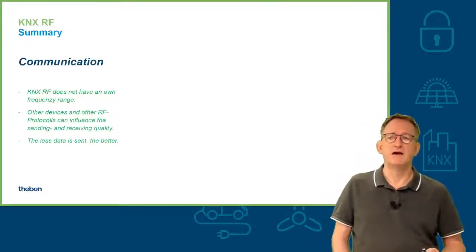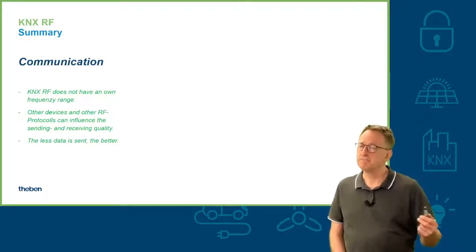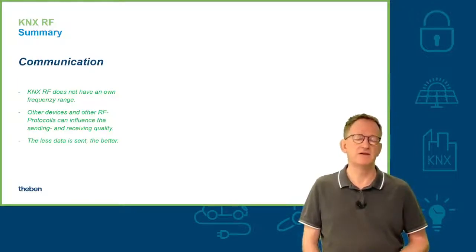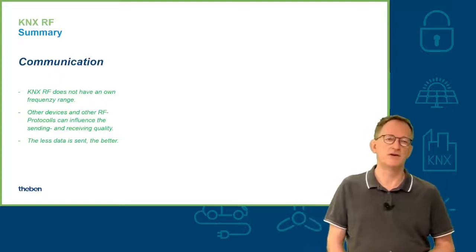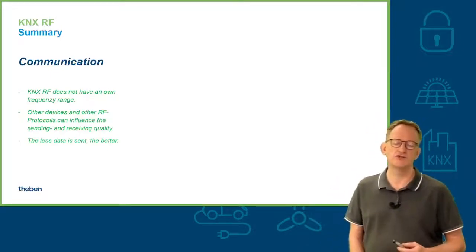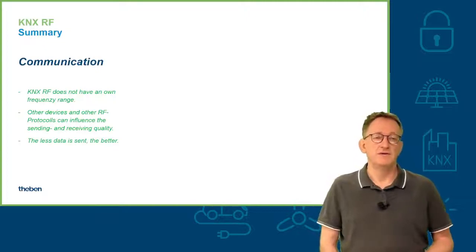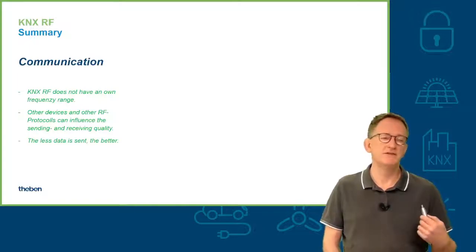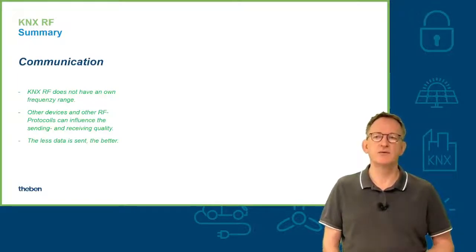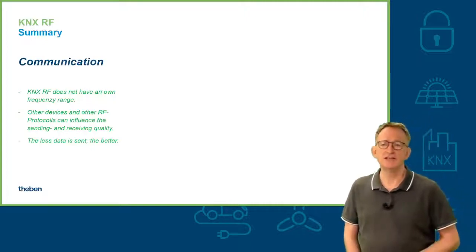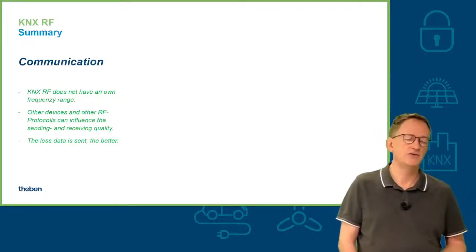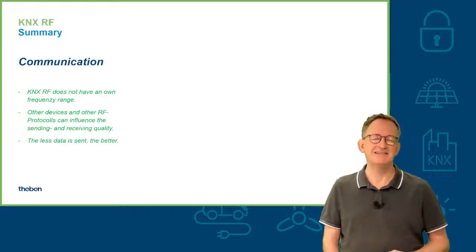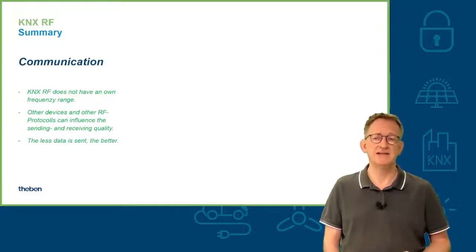So what kind of summary do I have in general? Again, we do not have an RF frequency which is blocked just for KNX. It's also shared with Zigbee, with baby phones, and many other devices. So you should be aware of what's really going on. Try to configure the devices in such a way that you send as few telegrams as possible, just the really needed telegrams.